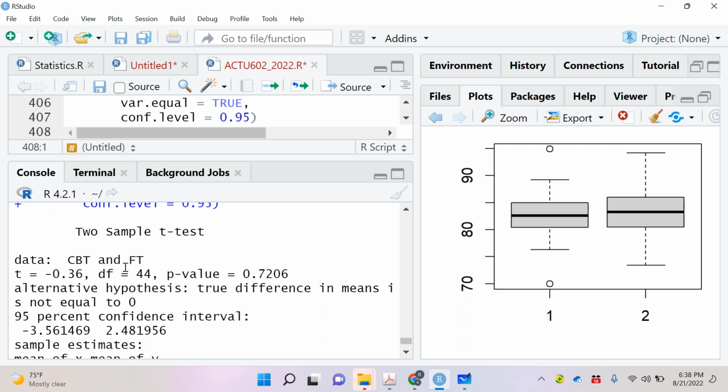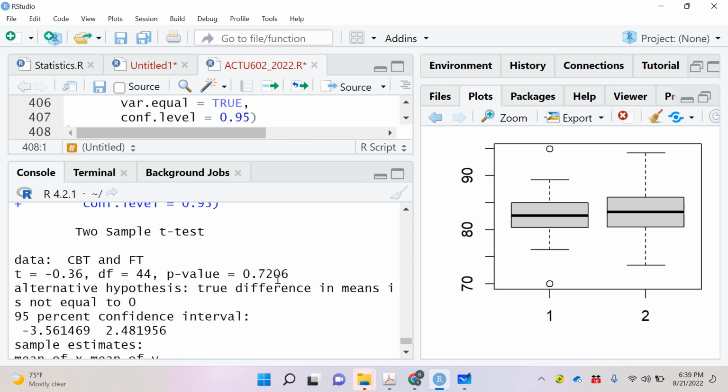You see now it's no more paired, right? If the variance is var.equal equals false, it will use a Welch test, so it will tell you Welch test. Okay. So the data, CBT and FT, right? T is this, degrees of freedom is that, p-value is this. From the p-value, what can we say?